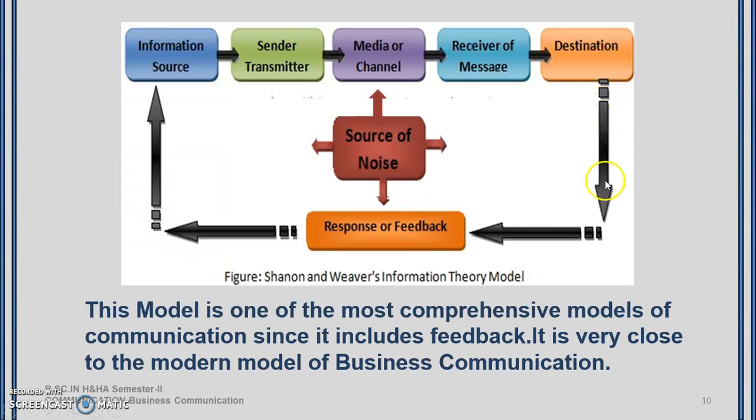Now this destination will give feedback or response to the source. This process is also more or less circular, but here you can see that there is a source of noise as well. That means interruption can arise at any moment in this circular movement. So this is Shannon and Weaver's information theory model. It is a comprehensive model and it includes feedback, noise, the source of information and the destination, plus the media or channel. It is more elaborate than the circular model of communication. It is again a circle, but more elaborate than the last one, since it includes noise, feedback, source and media or channel.